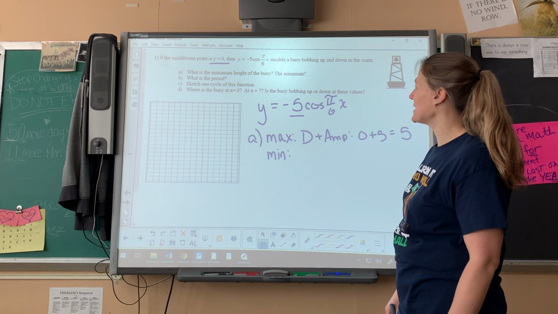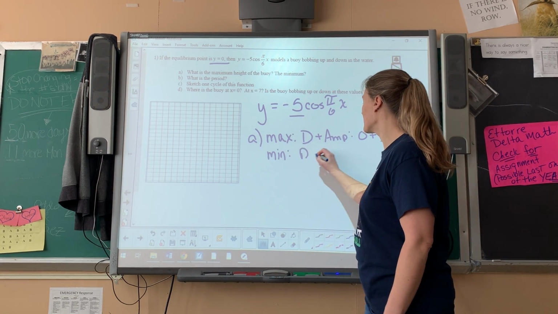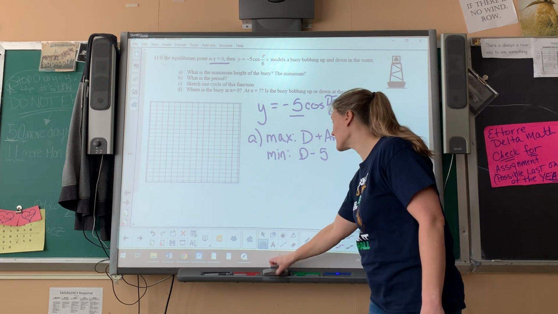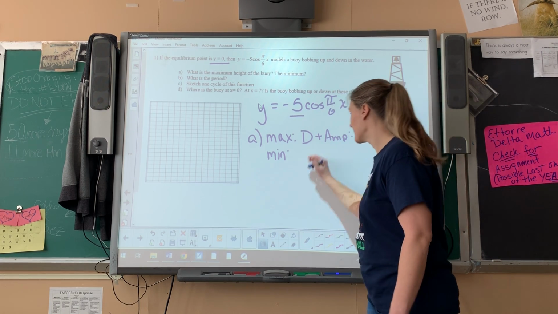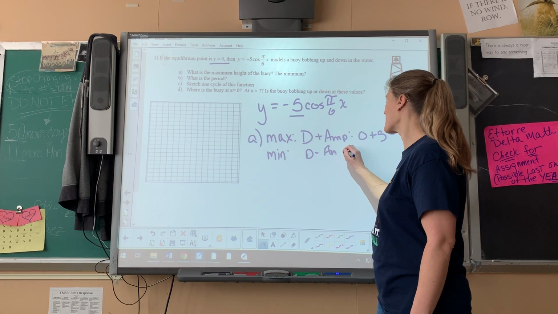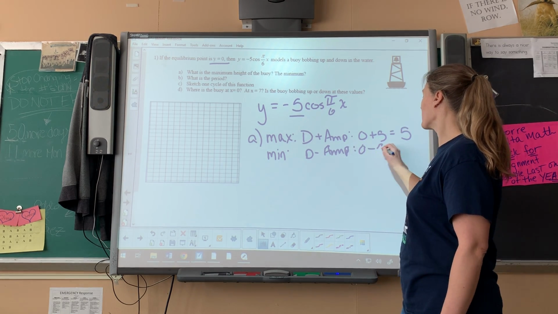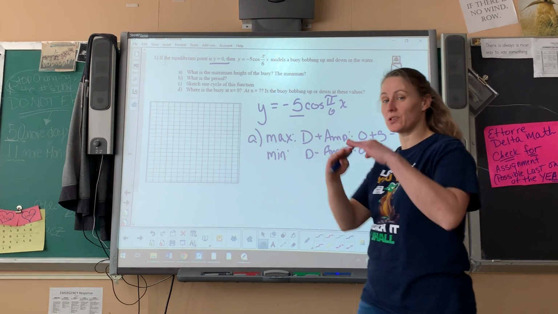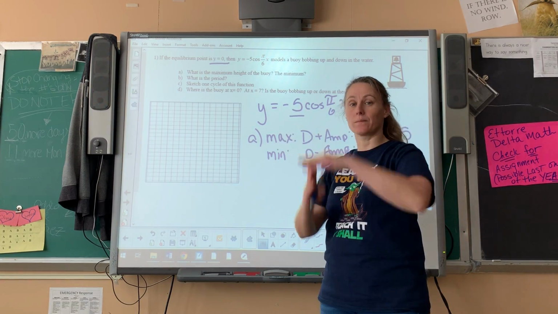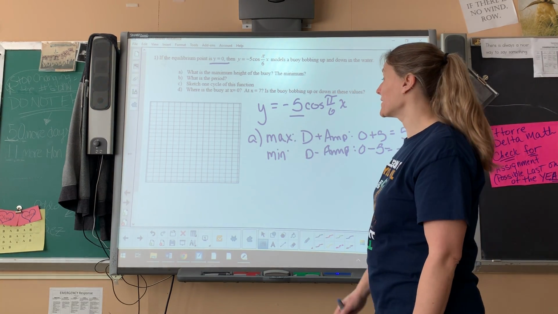The min is D minus the amplitude, so in this case it's 0 minus 5. So the lowest that it goes is -5. So it just kind of stays in the water and goes up and down. Okay. What is the period?